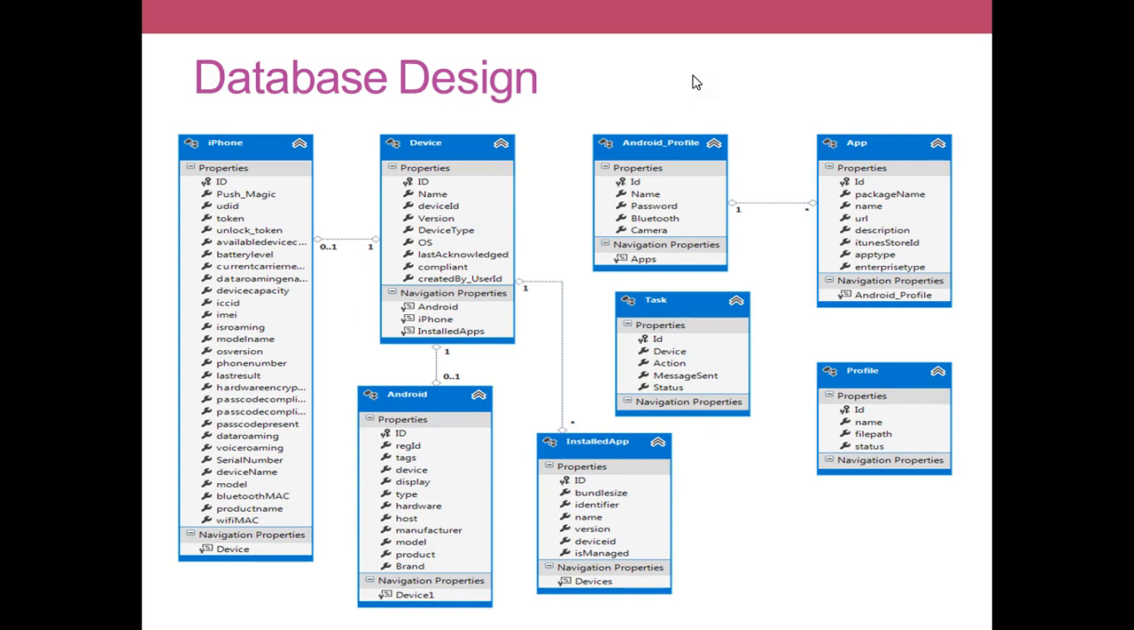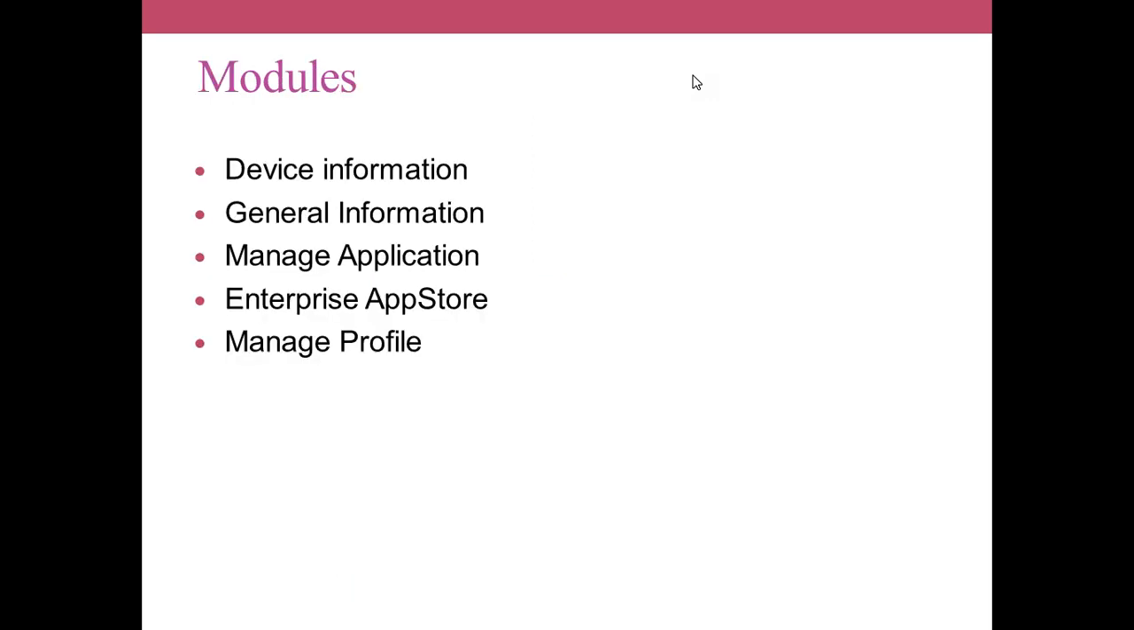In my project, I am totally using 8 tables. One is iPhone. This will store the information about the iPhones and device. It contains the general information about the iPhones as well as the Android device. Next one is Android device. The Android device table will contain information about the Android phones and Android profile, task, installed app and profile. These are the tables I am using in my project.